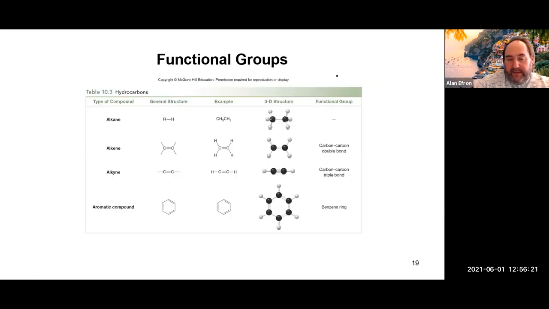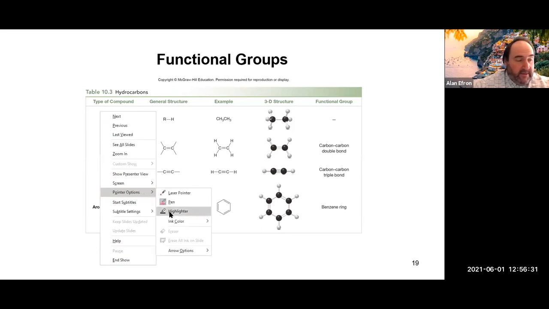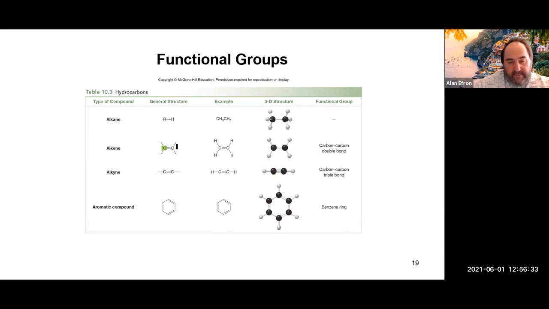So here's a table, similar to one I think in your book, of some of the different functional groups that we talked about. If we look through some of these, we have our carbon-carbon double bond, which is our alkene.